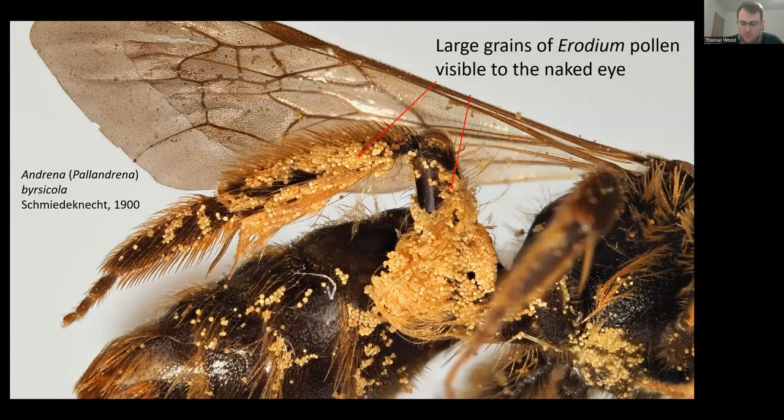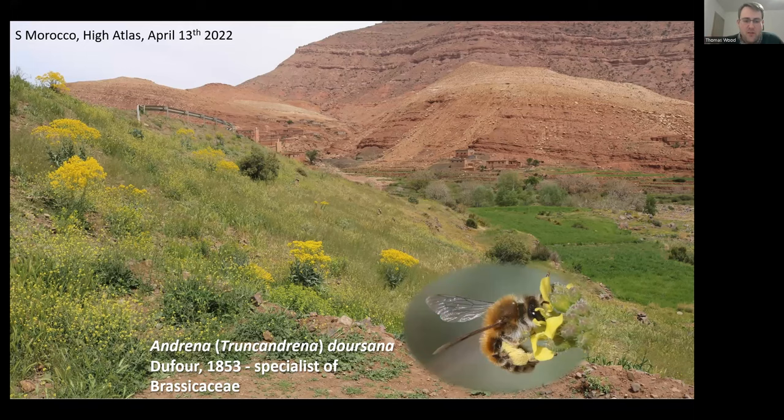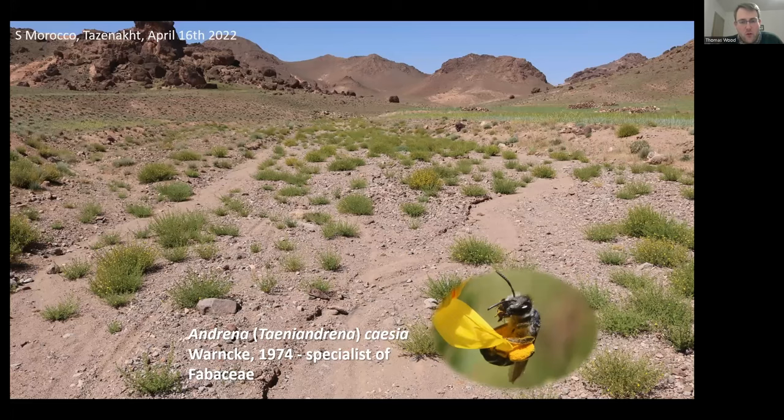And so you can have species such as Andrena dorsata, a specialist of Brassicaceae. You find it across North Africa. You have Andrena casea, and there's no real morphological adaptation to using Brassicaceae or using Fabaceae in this case. Most Andrena fit into a fairly generic model.